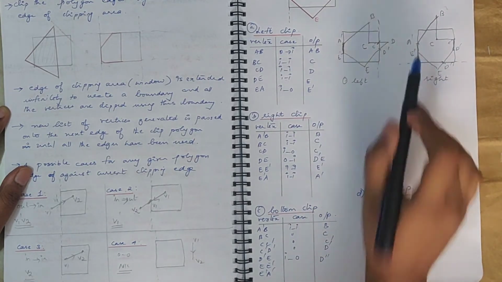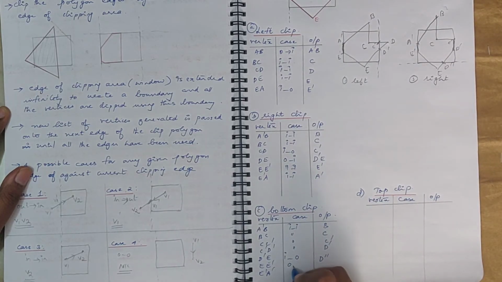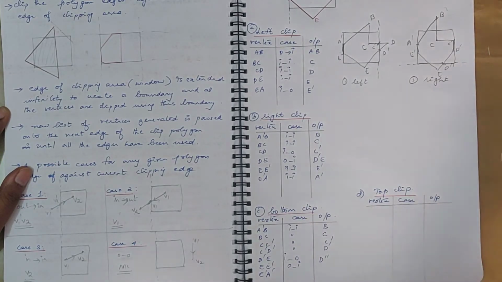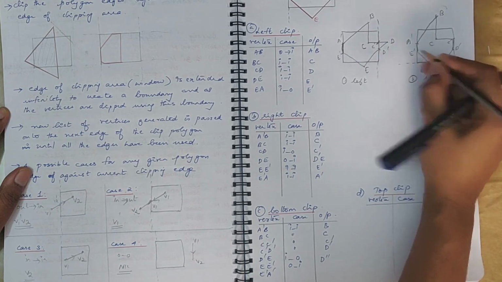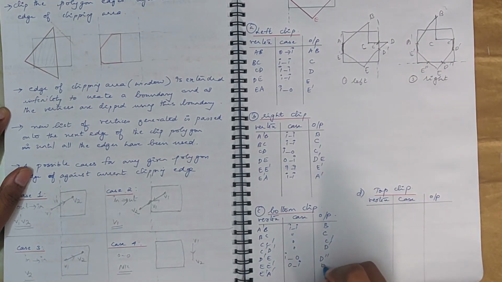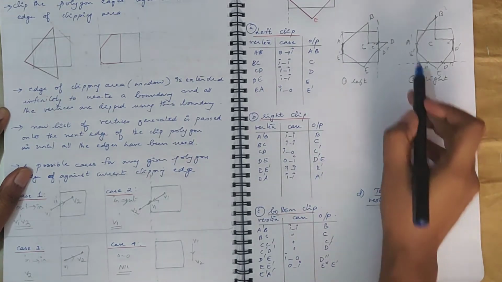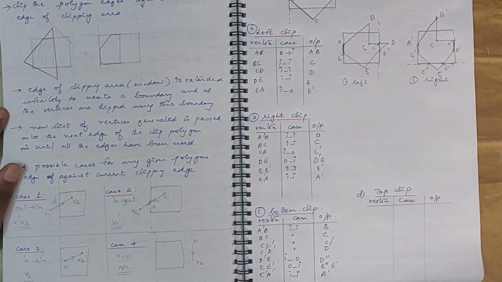Then you have E dash. E dash is a case where you have outside to inside. There you will store the point of intersection. Say if this is E double dash, and the next vertex, so E double dash and E dash will be stored. Then this is the inside to inside case, where you will store A dash, right?